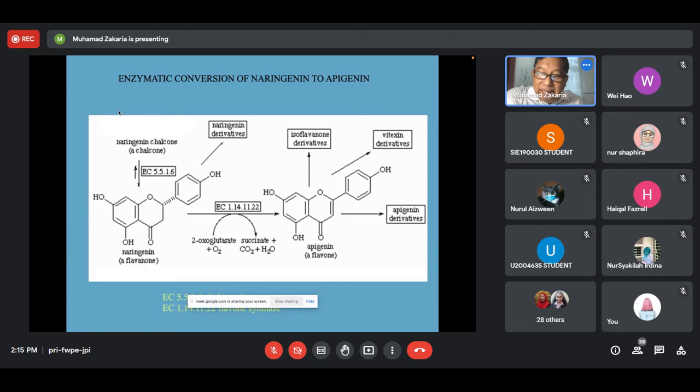But the different types of functional groups at positions 7 and 5, and then in the adjacent aromatic ring at positions 3, 4, and 5, whether OH or O-methyl or any other substituent, will result in different shades or different colors of the flavonoids.